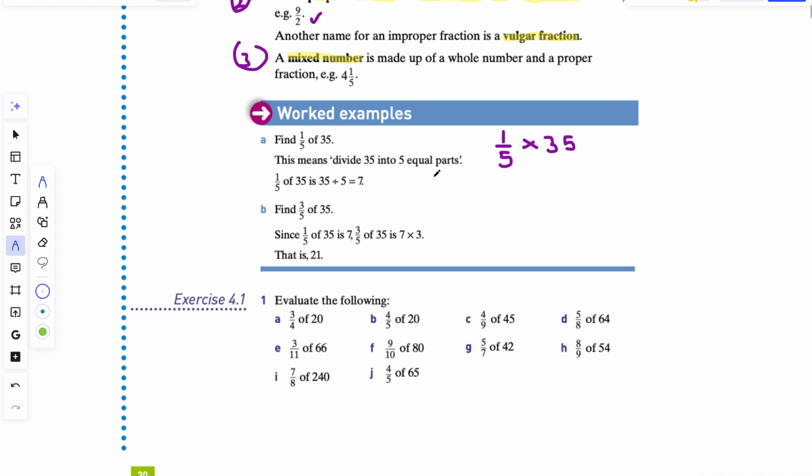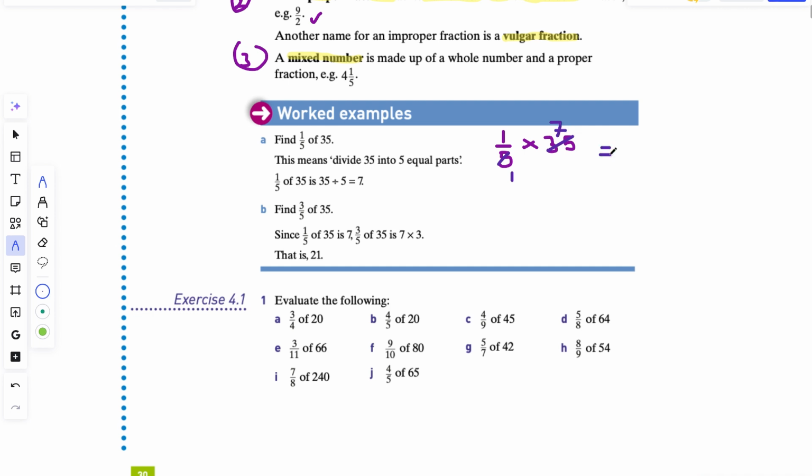So you say, how many times does 5 go into 35? 35 divided by 5, you don't need a calculator. 35 divided by 5 gives you 7. So our answer is 7.